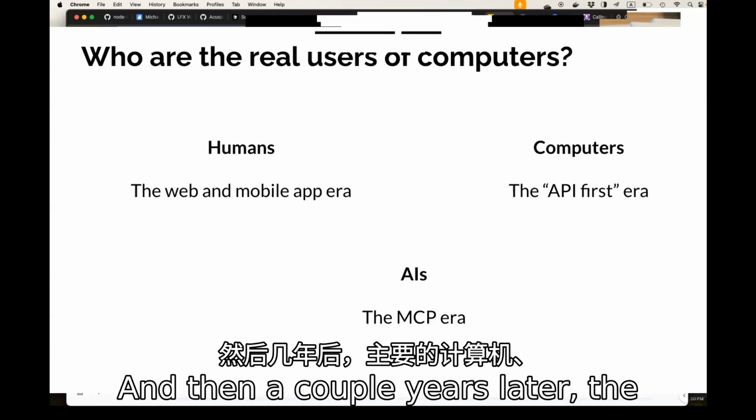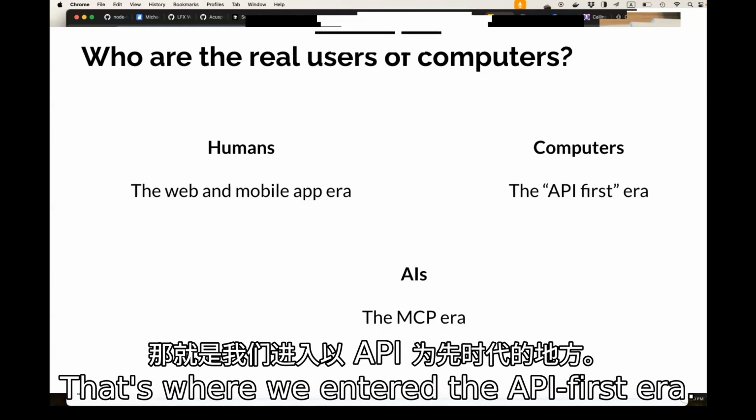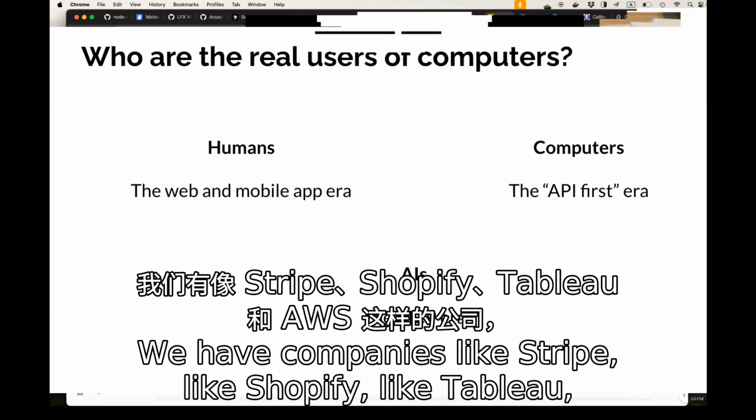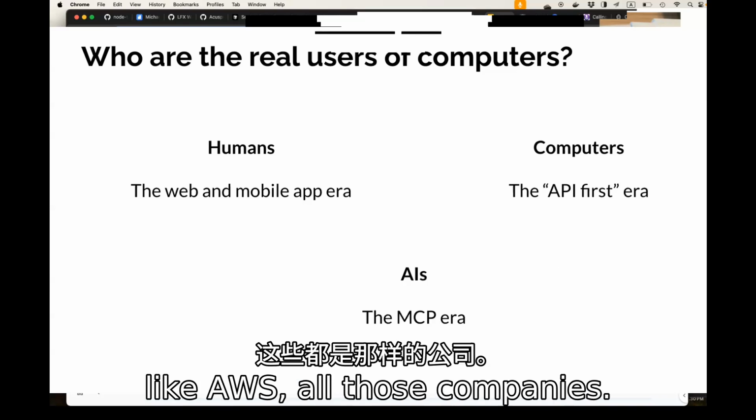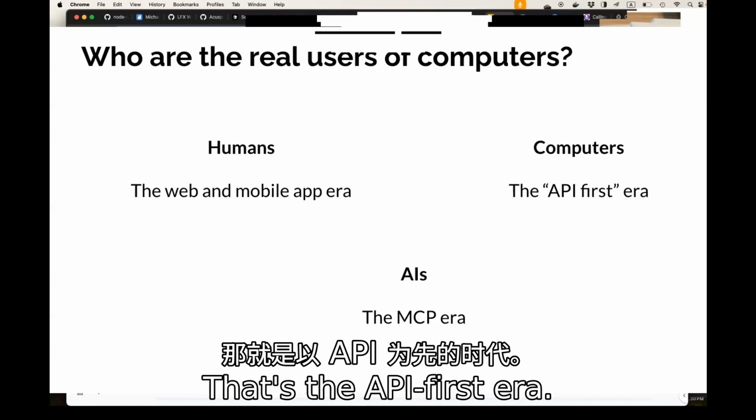A couple of years later, the main client of computer programs became other computers. That's where we entered the API-first era. We have companies like Stripe, Shopify, Tableau, and AWS. Their products are primarily not for humans, but for other computers to consume. That's the API-first era.